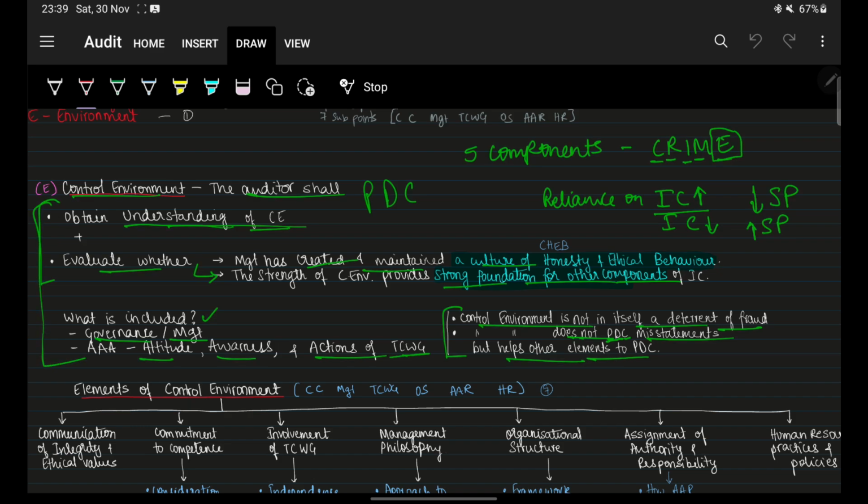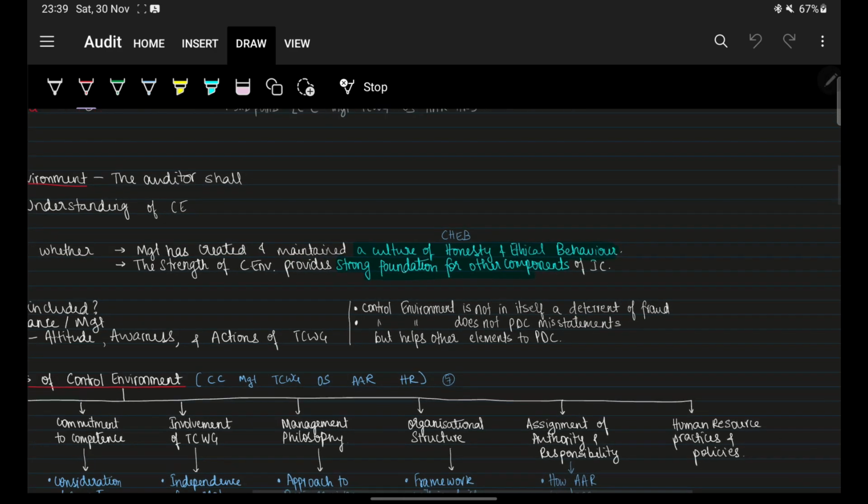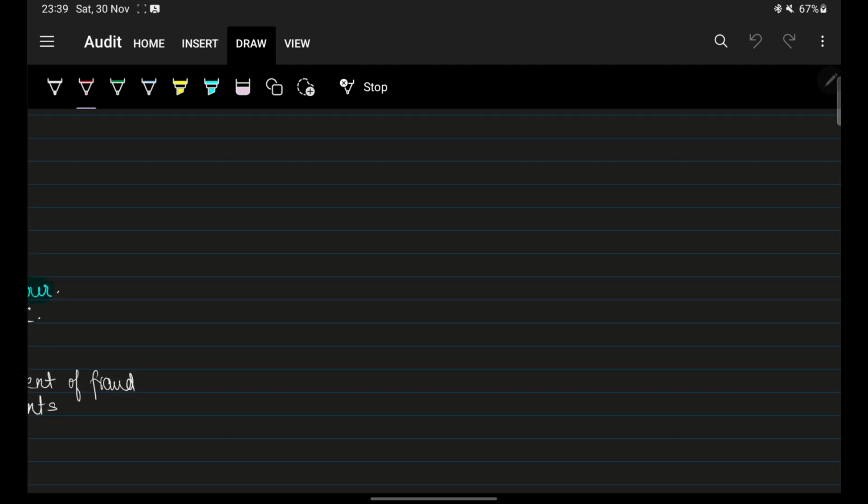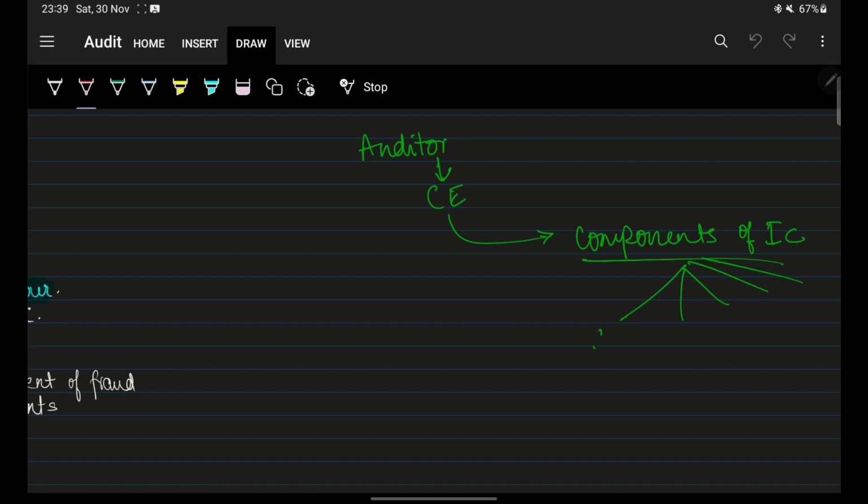This is basically the base of what a control environment is, or what the auditor's role is with regard to the control environment. So basically what we just learned now was the auditor's responsibility, what the auditor has to do in the control environment, and this control environment is part of the components of internal control.